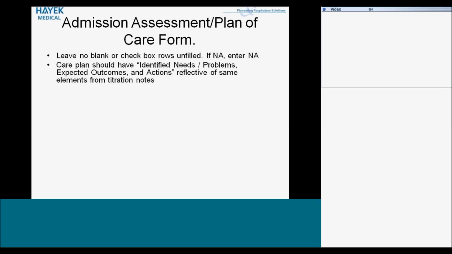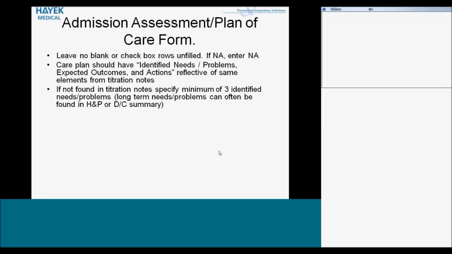If they were not documented, it's nothing to get too concerned about. Just go ahead and formulate your own identified needs, which are the patient's problems, your expected outcomes, which are the goals for the patient, and actions to achieve those goals relative to those problems or identified needs. Your actions are generally just going to be use the Hayek for support or use the Hayek for secretion clearance and assist cough. Those actions should be able to achieve our expected outcomes or goals.